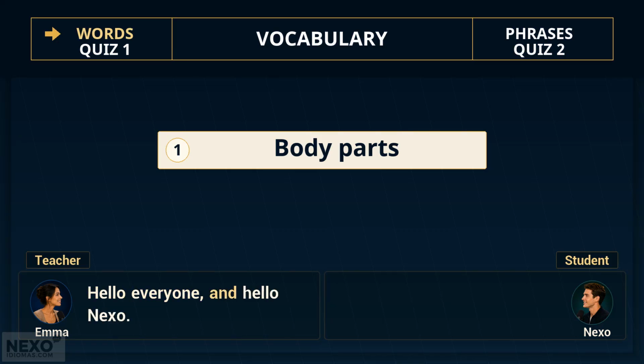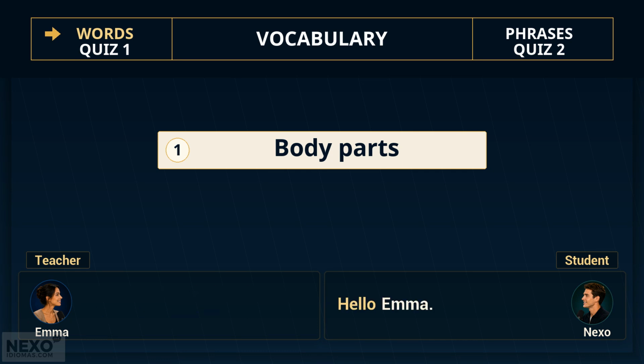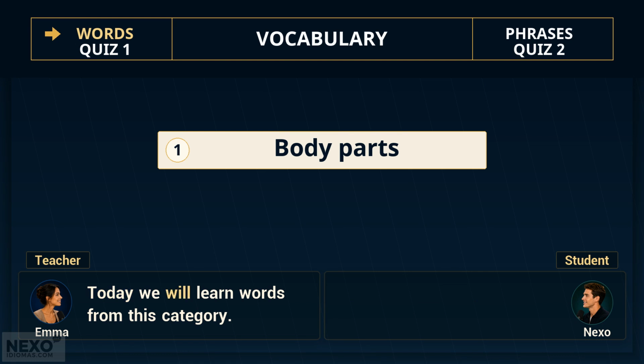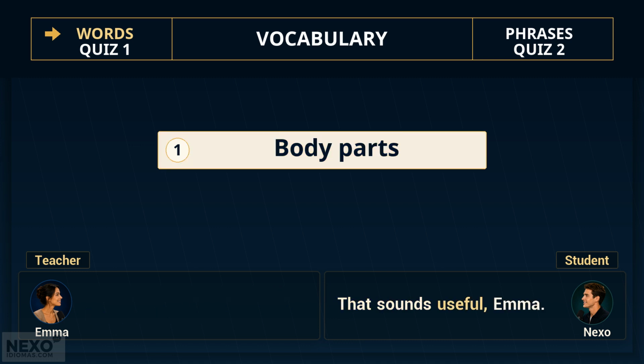Hello, everyone, and hello, Nexo. This is a vocabulary lesson about body parts. Hello, Emma. I am ready to learn. Today, we will learn words from this category. Body parts, with words like head and hand. That sounds useful, Emma.